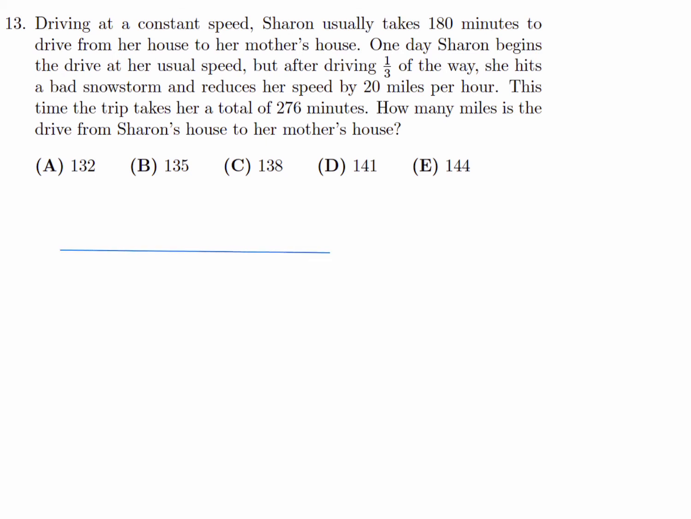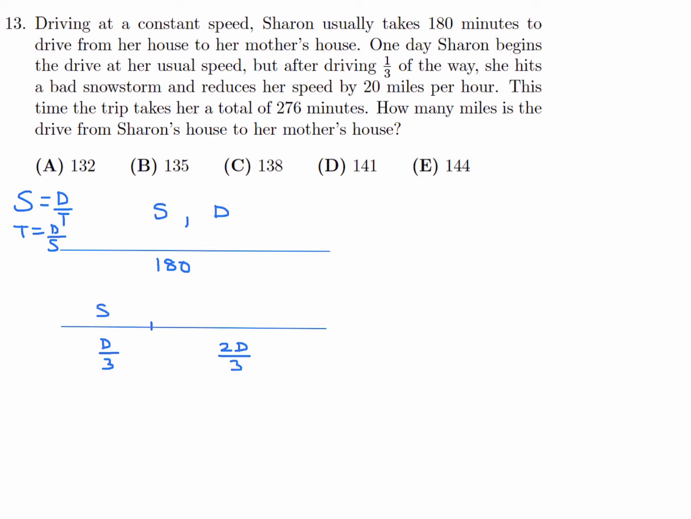Well, let's see here. Let's break this up. So we've got two scenarios. The first scenario is when she drives the whole distance at a certain constant speed. And of course, we're going to use the formula speed is equal to distance over time, or time is equal to distance over speed. And this takes her 180 minutes. And here we have a certain distance d. The second scenario is where 1/3 along the way, approximately here, so this distance is d over 3, and this is 2d over 3.